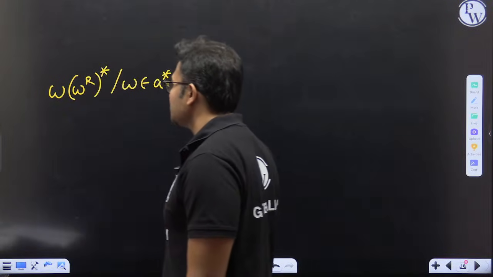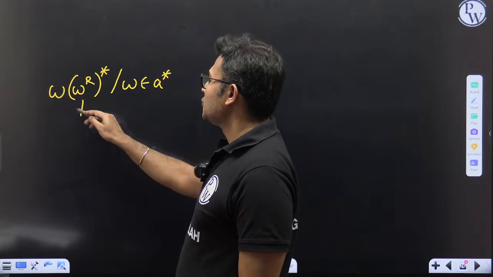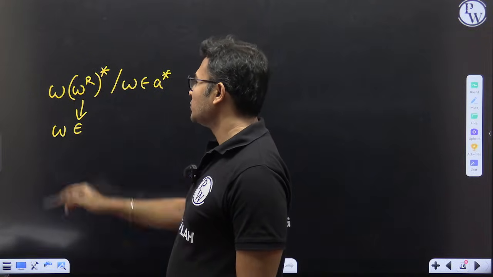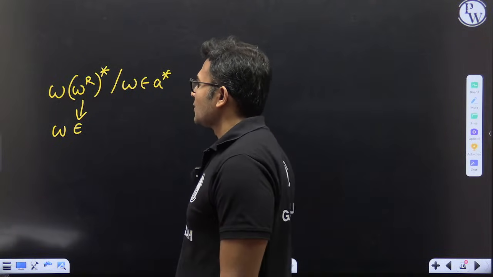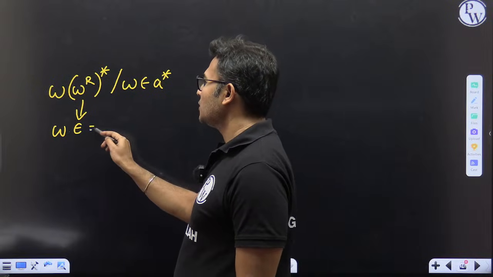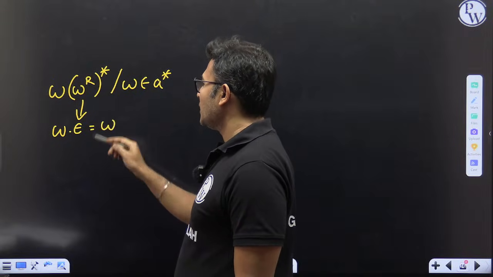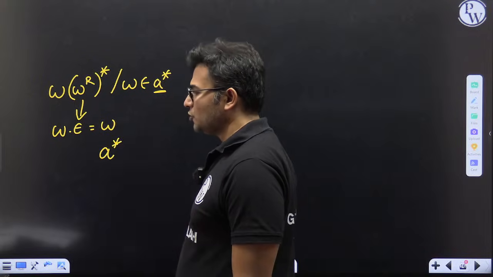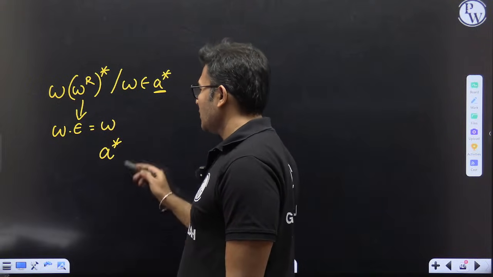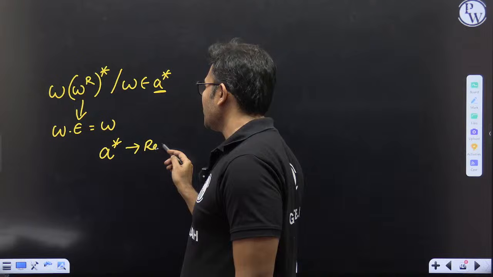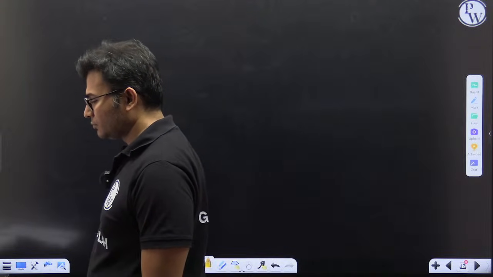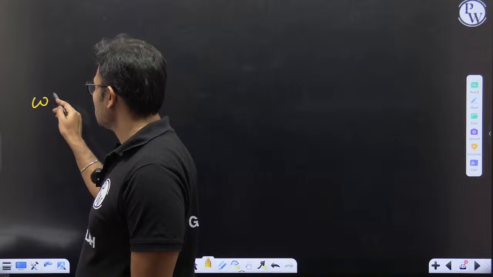Very good. This is regular, right? So this can become epsilon. Then I will get W concatenated with epsilon. Then I get W, and W is A*. So I get A*, and A* is regular. Now answer this question.